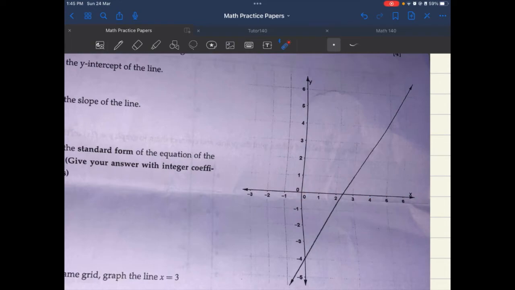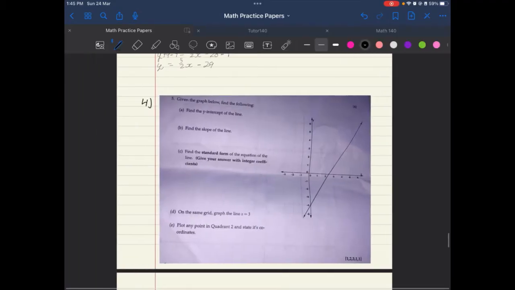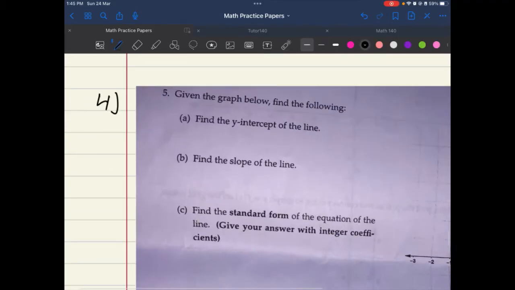4, 3, 2, 1, 0. So this is where x is equal to 0. This is also where y is equal to 0. So you have 3, 2, 1, 0. Okay? But you see you're touching directly on the y-axis. So this is the y-intercept. It will be 0, negative 4. Oh, we have to write it in black. 0, negative 4, because this is where x is equal to 0. This is the y-intercept.